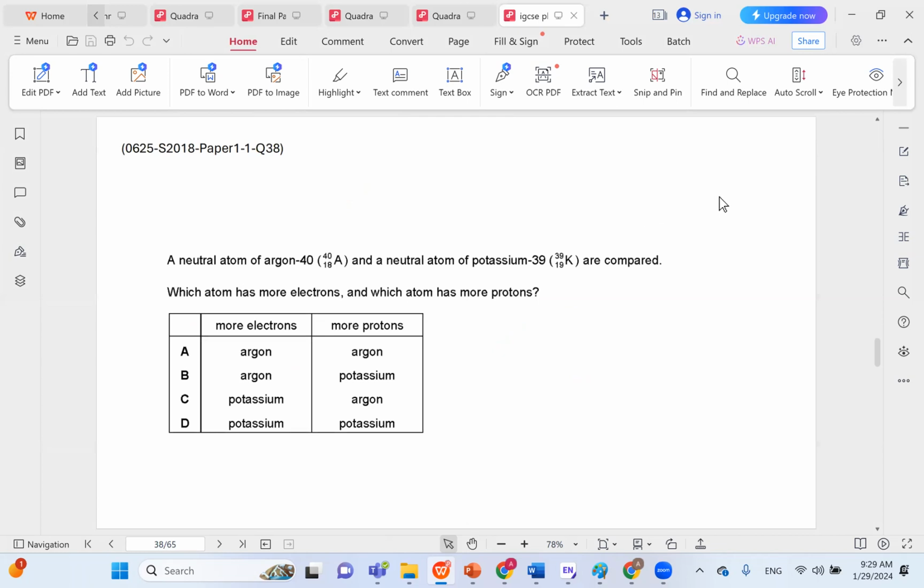A neutral atom of argon and a neutral atom of potassium are compared. Which atom has more electrons and which atom has more protons? Now, since they're neutral, we expect the protons to equal the electrons. So the one that has more electrons must have more protons as well anyway. And just to compare them, we compare the bottom numbers. So we have 18 for argon, and we have 19 for potassium. So potassium has more protons and more electrons as well. So we're going to go with choice D.